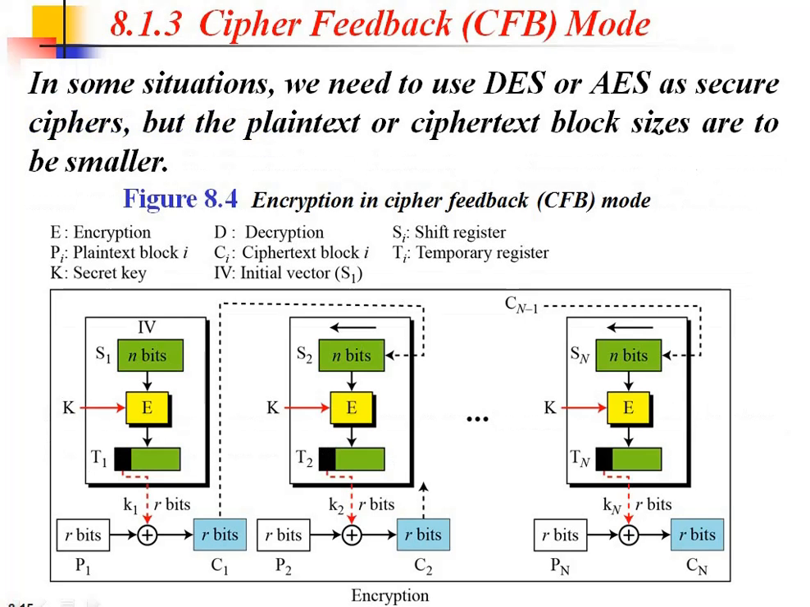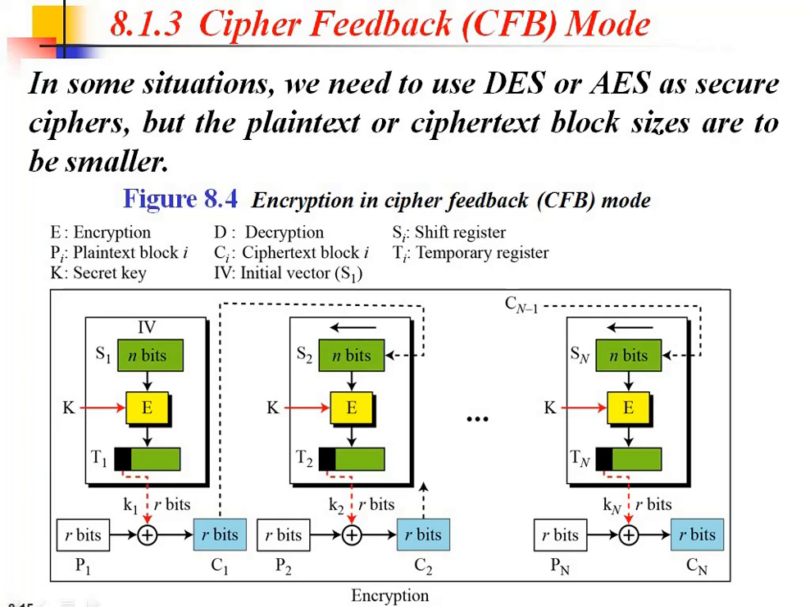Then we have the cipher feedback mode. In such situations we need to use DES and AES as the ciphers, but the plaintext or ciphertext blocks are smaller than the number of bits. So the main idea is that we do not encrypt the plaintext or decrypt the ciphertext, but we encrypt or decrypt the contents of a shift register denoted by S of size n. Encryption is done by exclusive ORing an r-bit plaintext block with the r bits of the shift register, while decryption is done by exclusive ORing an r-bit ciphertext block with the r bits of the shift register.